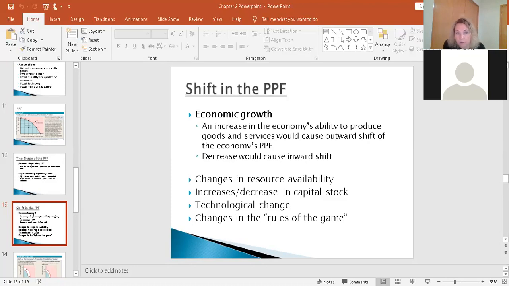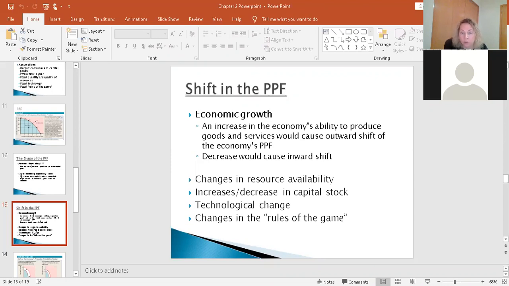And economic growth, by definition, is the increase in the economy's ability to produce goods and services. So it would manifest itself as an outward shift of the economy's PPF. Might we see a decrease in the PPF? Absolutely. For a couple of different reasons, we might see that. We typically don't see it here in the US, but mostly countries do see a decrease in their PPF for a variety of reasons, and we're going to talk about those reasons. So here are the 4 reasons we typically see the PPF shift in either direction.